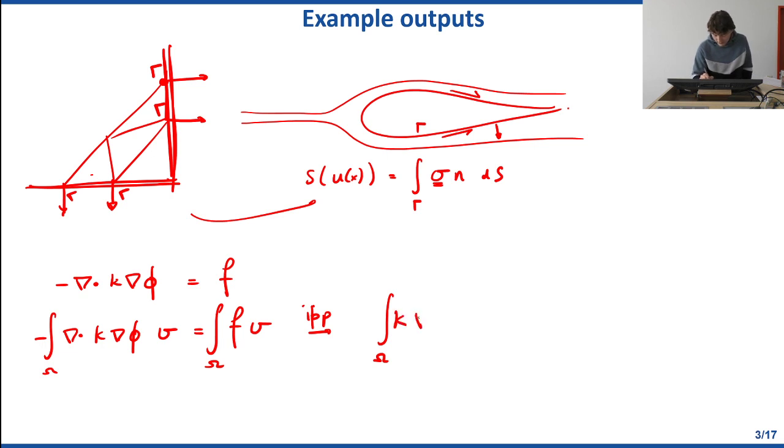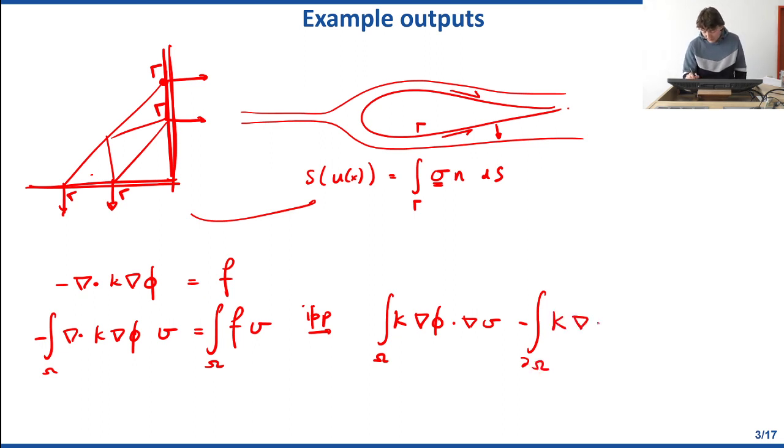kappa times the gradient of phi dotted with the gradient of v. So this integration by parts introduces a boundary term, which we, for some reason, typically forget about in the beginning. And the boundary term is going to be kappa times the gradient of phi dot n times the test function itself, and the right hand side is unchanged.